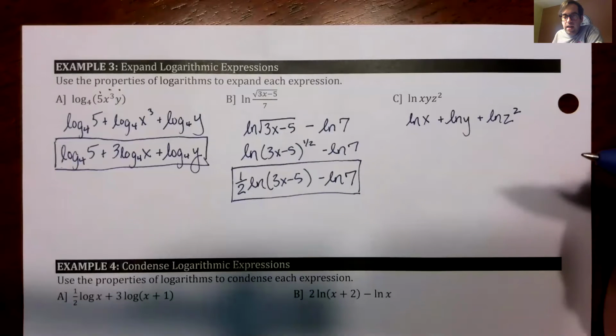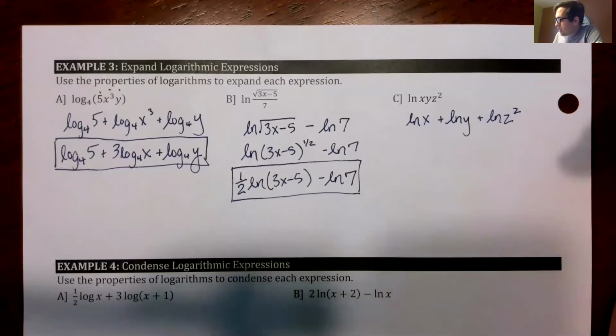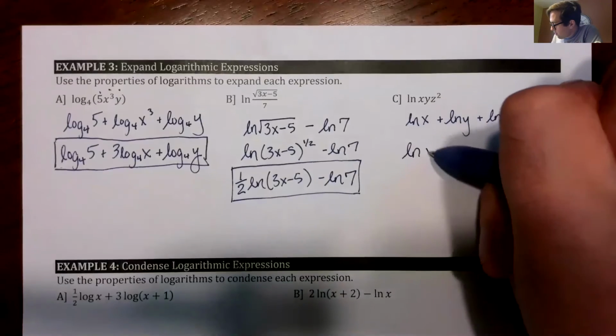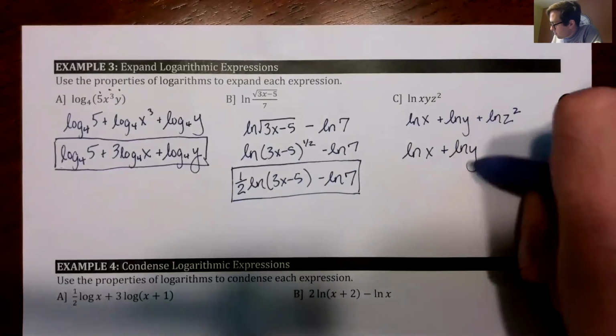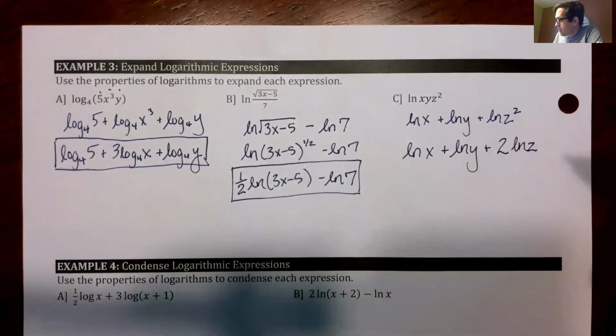Okay, and then the only exponent we have: we don't have any square roots. We just have this 2 exponent that can be brought down in front. And that's it, we're done.